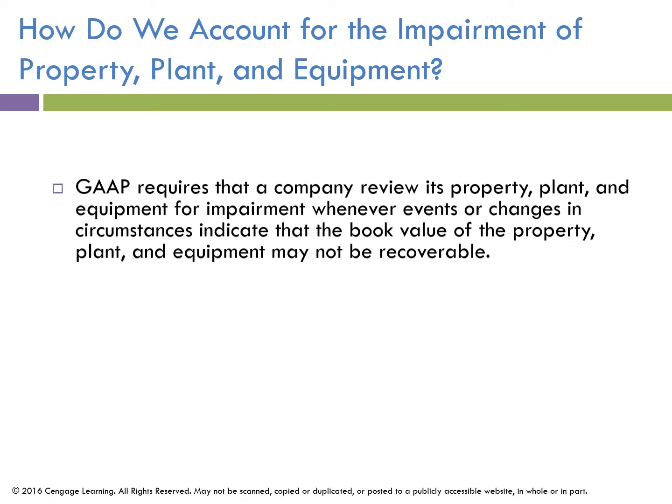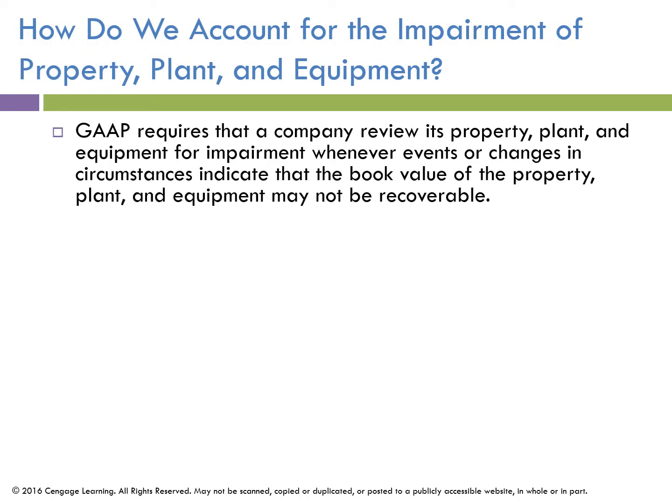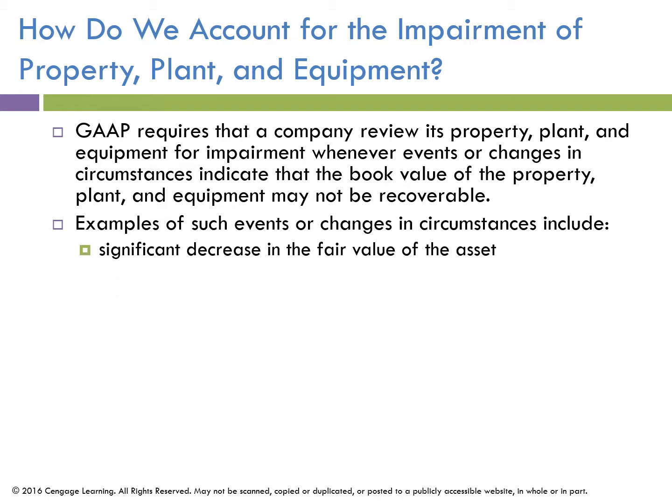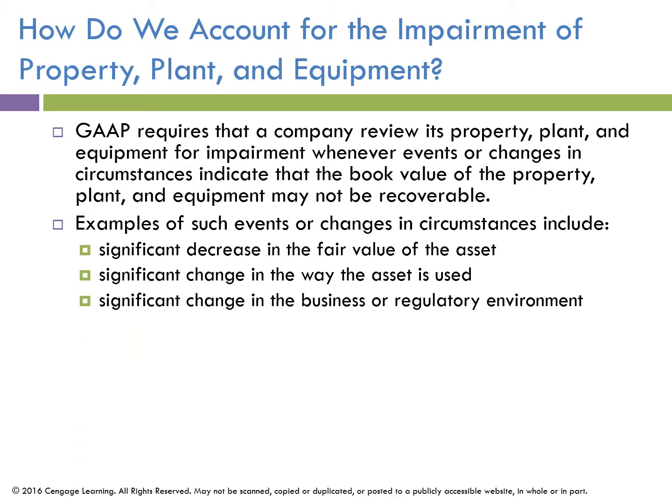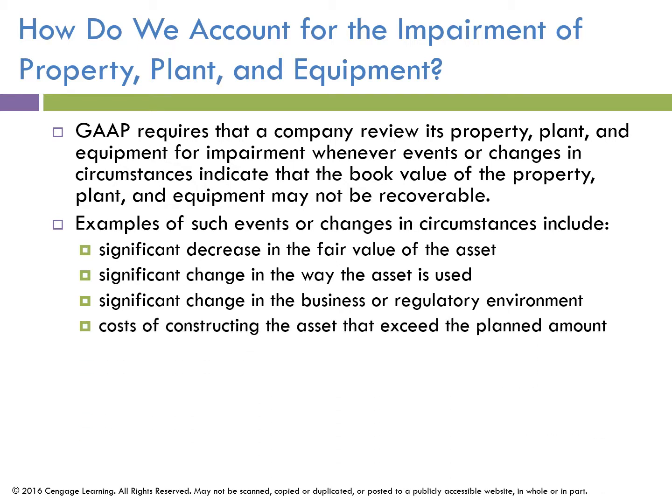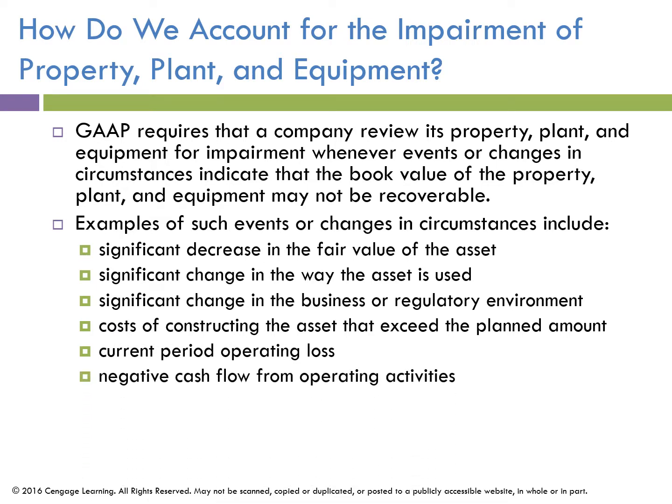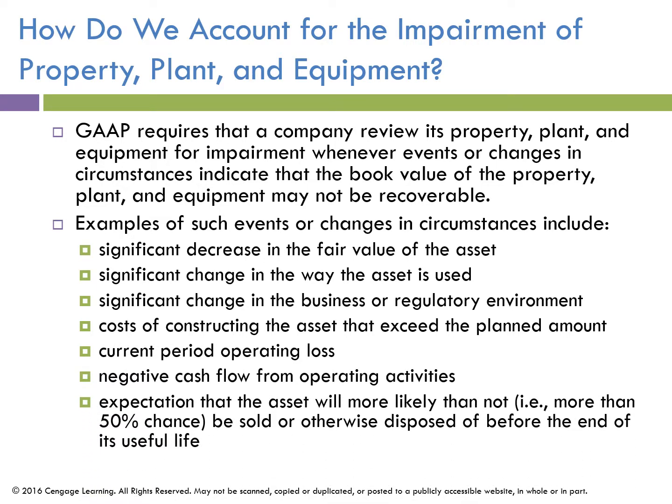So how do we account for that? Well, GAAP requires the company review its property, plant, and equipment for impairment whenever there's an event or circumstance that might indicate some of the book value may not be recoverable. Some examples of when this would happen: significant decrease in the fair value of the asset, change in the way the asset is used, doesn't have that usefulness anymore, a change in business or regulatory environment. There might be a law that says you can't use that asset anymore, or you've got to decrease the use of it. Cost of constructing exceeds the planned amount. So you can see there's many, many different reasons. Companies are required to review and see if these exist.